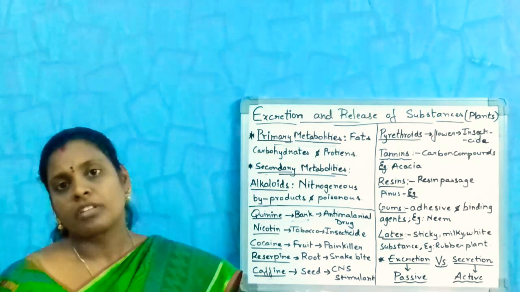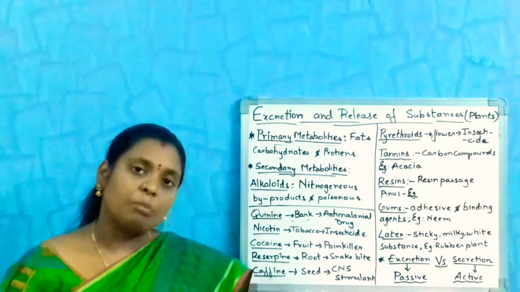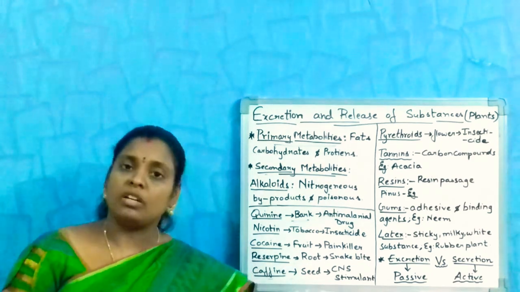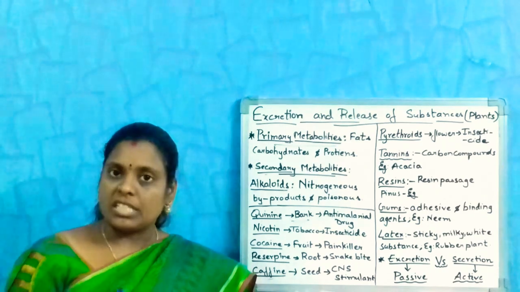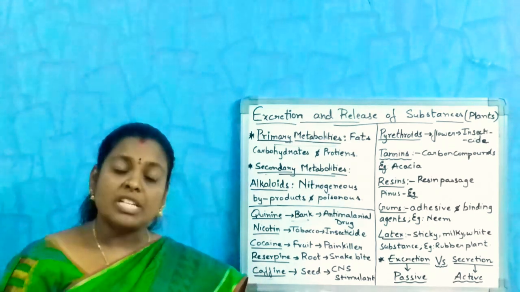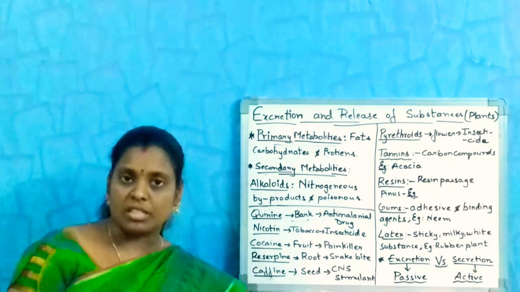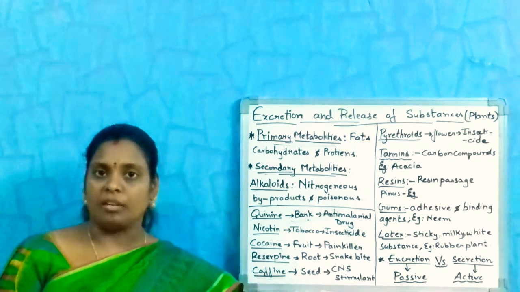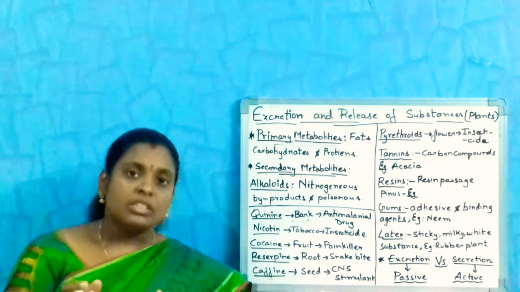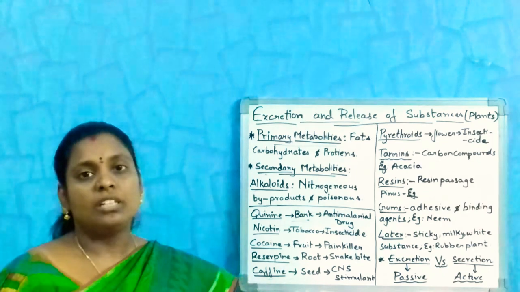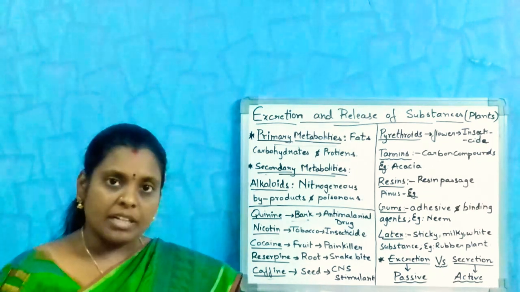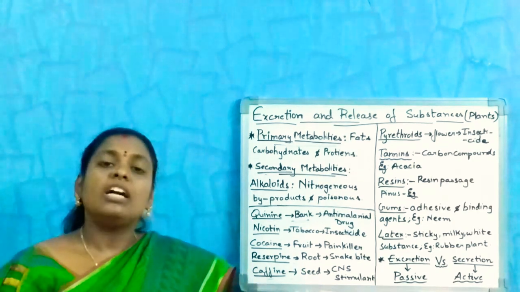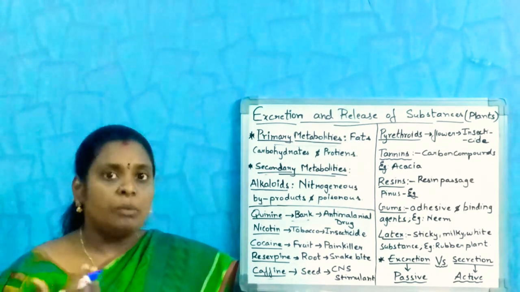Another well-known example is Rhizobium bacteria in the nodules of leguminous plants. Those nodules release a chemical substance. Why are they releasing the chemical substance? To attract the Rhizobium bacteria. Okay. So these are some examples which are helpful to the plant, but there is no involvement in the growth and development of the plant.